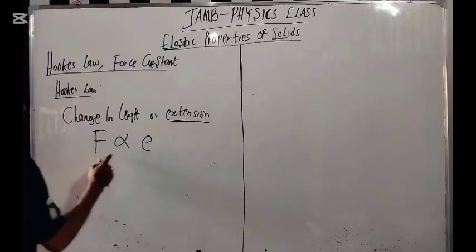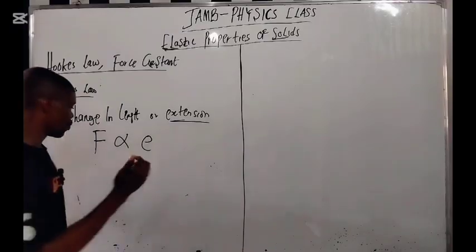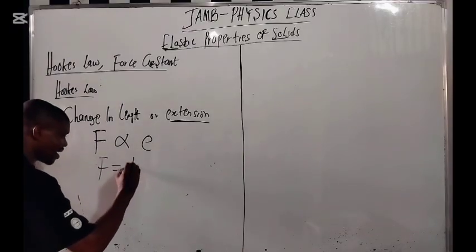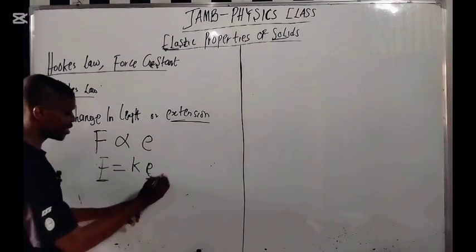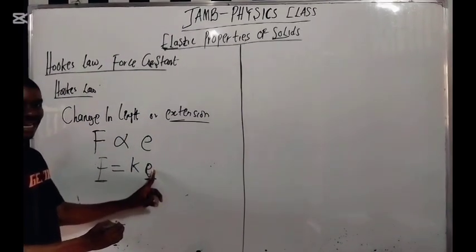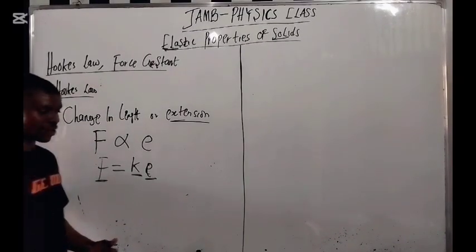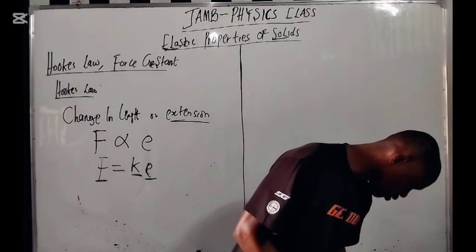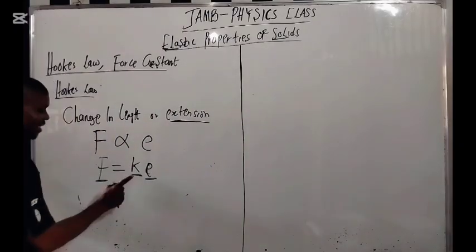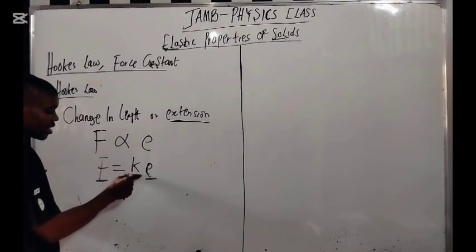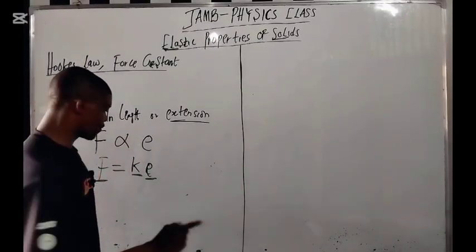Hope you understand. So for you to remove the sign of proportionality here, what we want to do is introduce a constant. It is going to be F equals Ke. This is the force applied, this is the extension of the elastic body or elastic material, and this K is called the elastic constant or stiffness constant. So K is called the force constant, or stiffness constant.